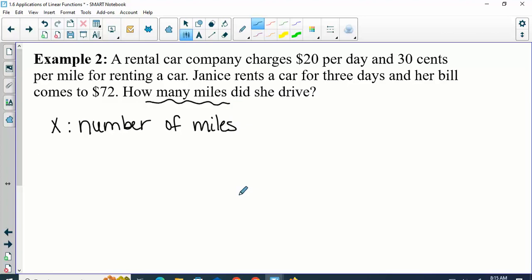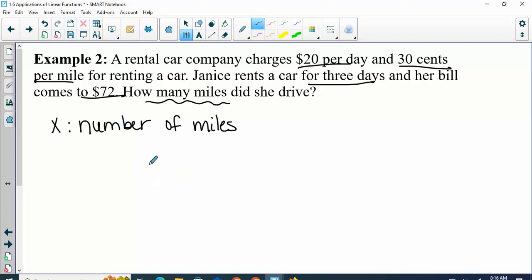Okay, is there anything else we're trying to find in this? No, so there's no other unknowns. So we did step 1. Step 2 doesn't really apply here. There's nothing else we don't know. So step 3, we have to write an equation. So the company charges $20 per day, 30 cents per mile. She rents the car for 3 days. Her bill is $72. Where am I going to start here?